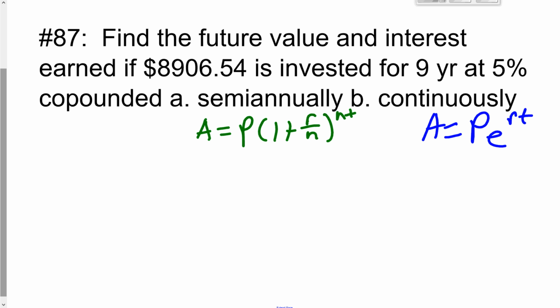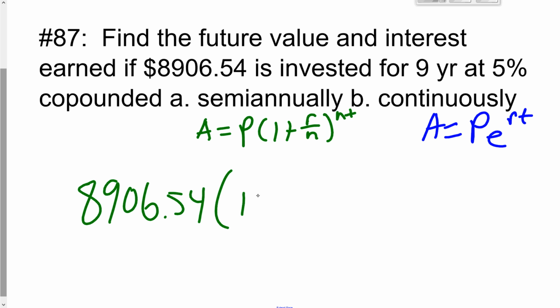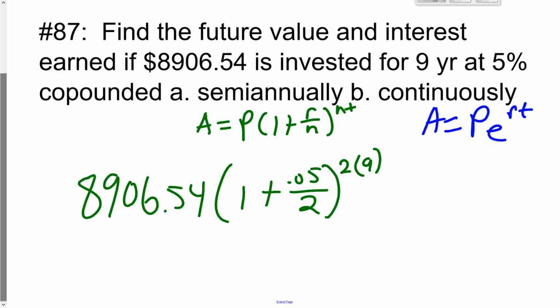Okay, so we're going to plug in our principal. One plus our rate, 0.05, make sure it's in a decimal, over N, the number of times, semi-annually is 2 times, raised to 2 times 9. So a total of 18 times it's going to be compounded. 0.05 divided by 2 is 0.025.